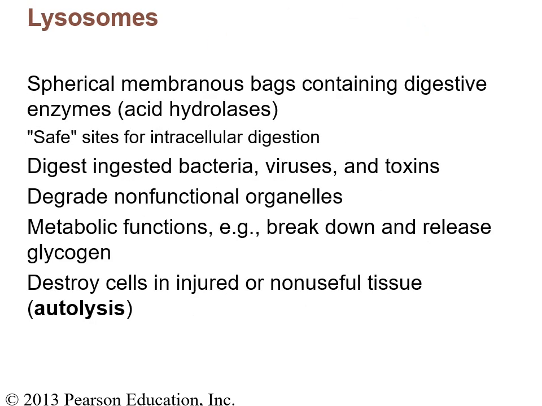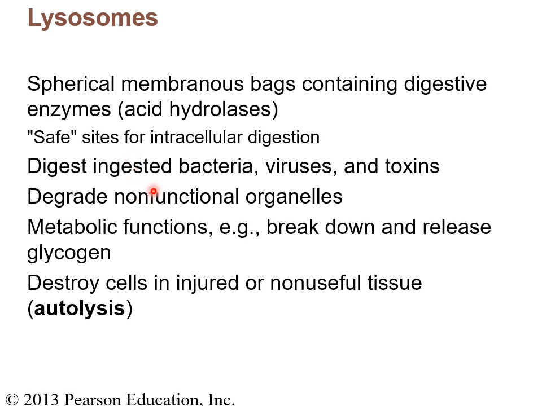Lysosomes. They look very similar to peroxisomes, but they're like the stomach of the cell because they contain digestive enzymes, and these are acid hydrolases. Because they're in vesicles, they're enclosed, so they're in safe sites for intracellular digestion, so it wouldn't digest maybe things in the cell that you need and proteins that would be important for functioning of the cell. So you'd want them sequestered in a place where it wouldn't injure the cell.